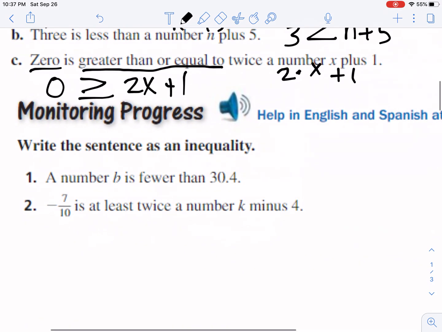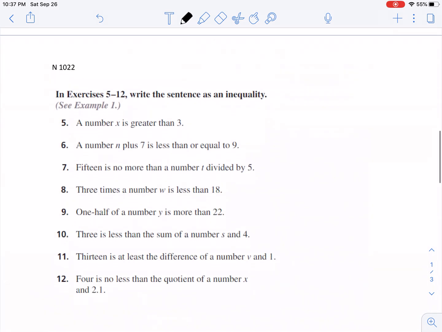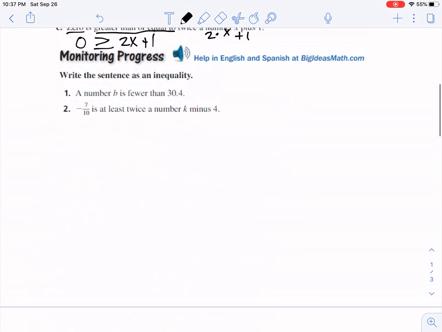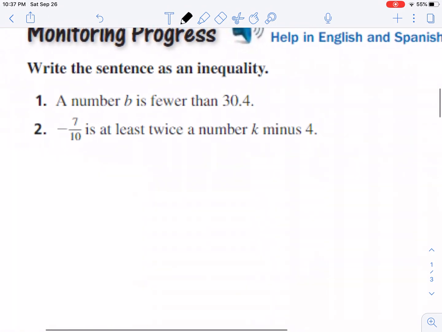Now let's look at these. After we get done with this, tomorrow in class, we're going to work on some of these. Some of these might be a little bit more challenging, but we're going to get some practice on this together. But let's finish this part, and then we'll do the rest in class tomorrow.